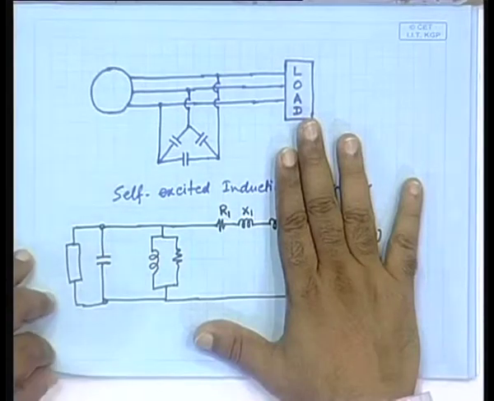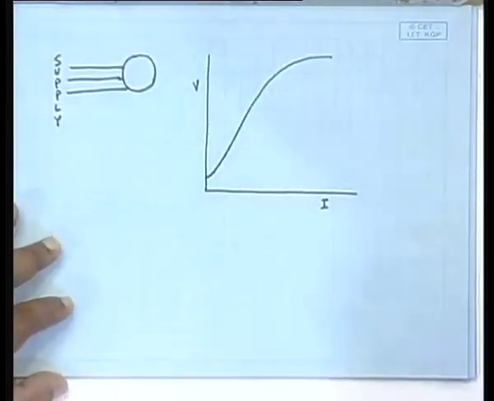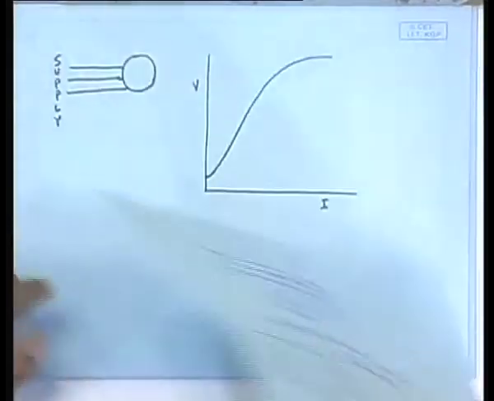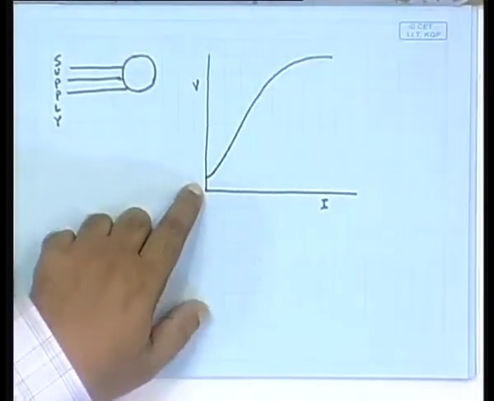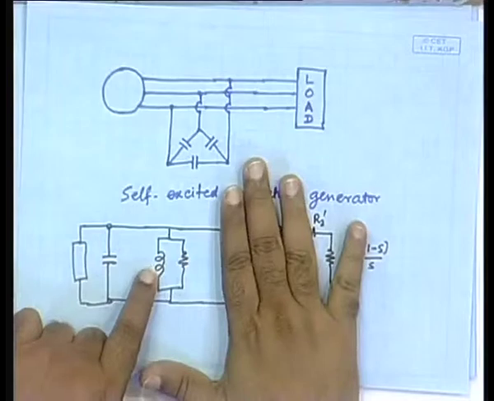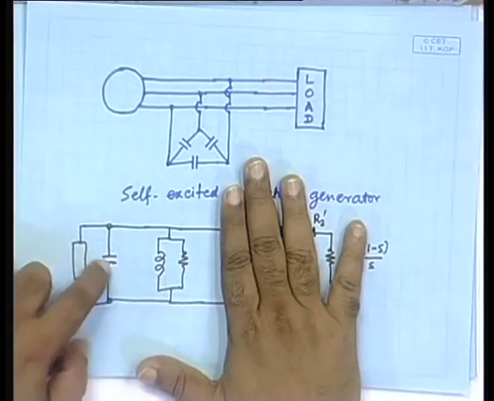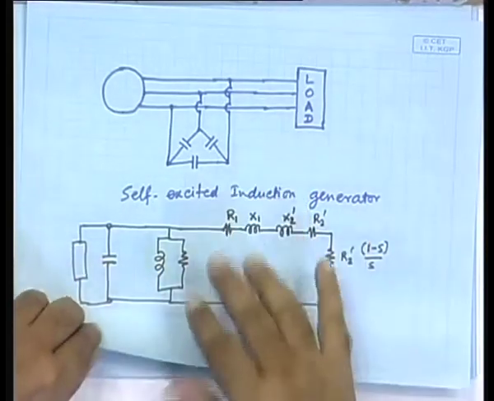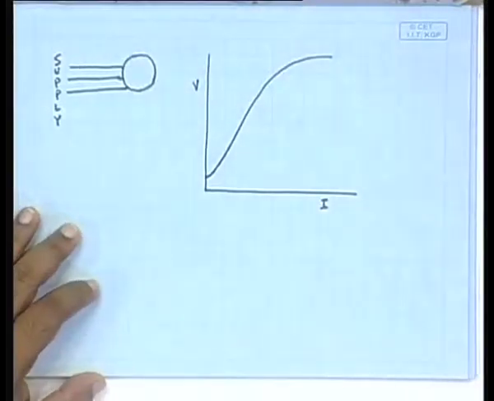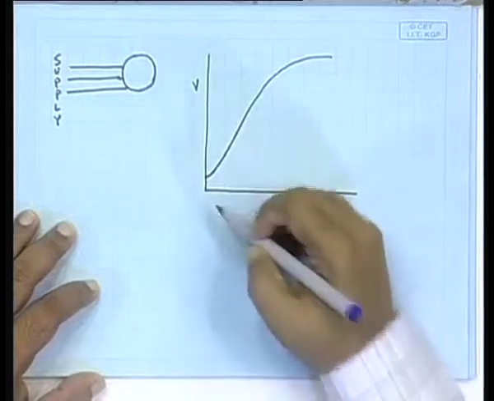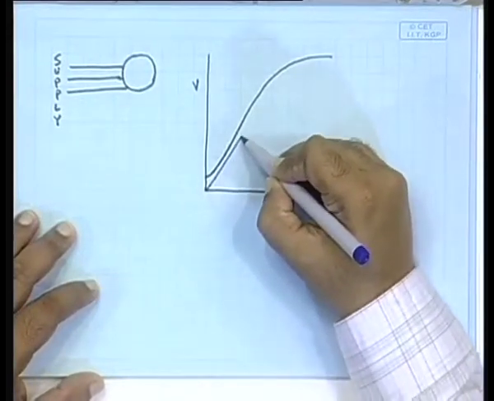What is that voltage? In order to see that, here is the VI characteristic of the magnetizing branch. What is the VI characteristic of the capacitor? It is a linear characteristic, like this.